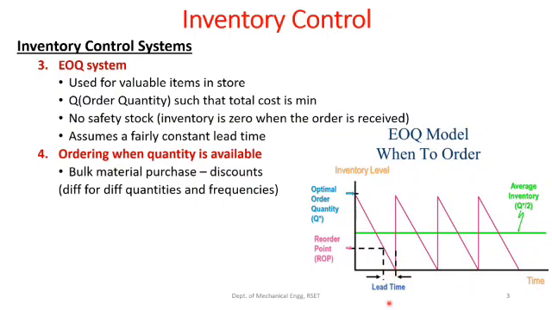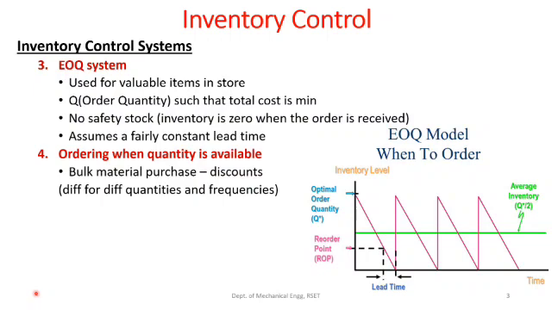Okay, so here also the reorder is basically to bring the stock back to its maximum level. So the optimal order quantity is what is generally placed over and over again. Okay, now the next commonly used inventory control system is the ordering when quantity is available system.